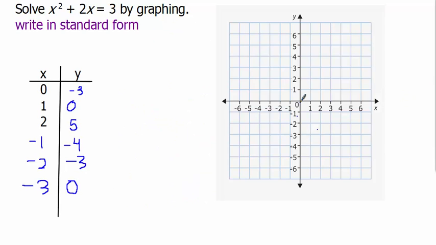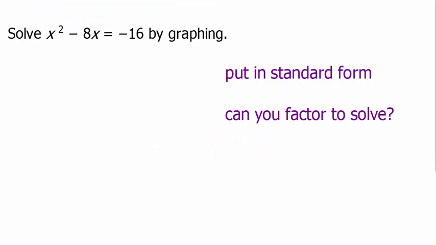We're going to graph those points. At 0, we were at negative 3, negative 1. So we make an attempt at graphing, and what we notice is we did get good points here, so we know that the solutions are going to be at 1 and negative 3. So that's what we did yesterday.